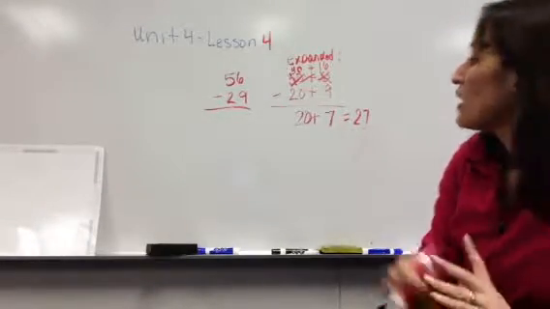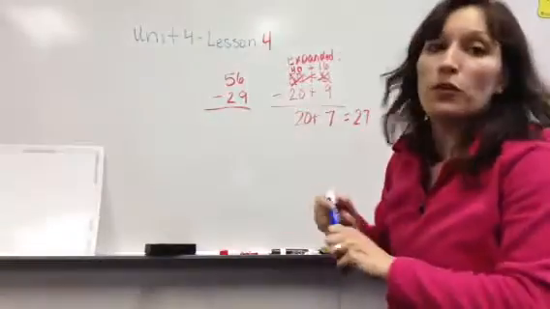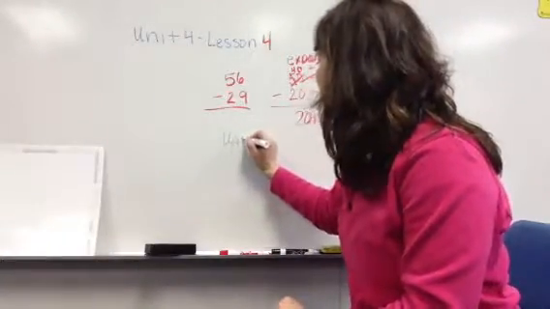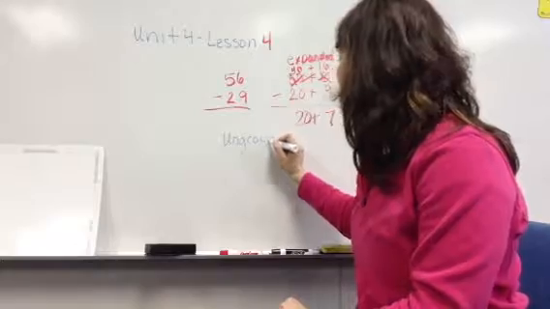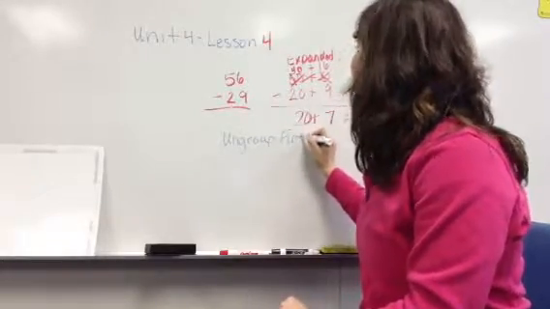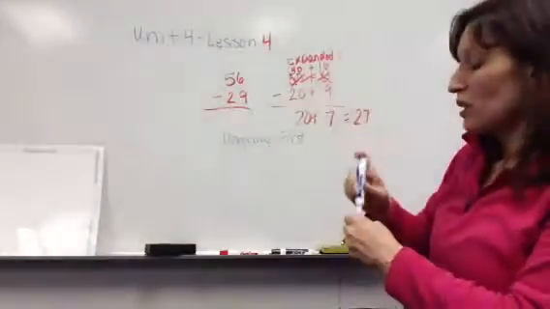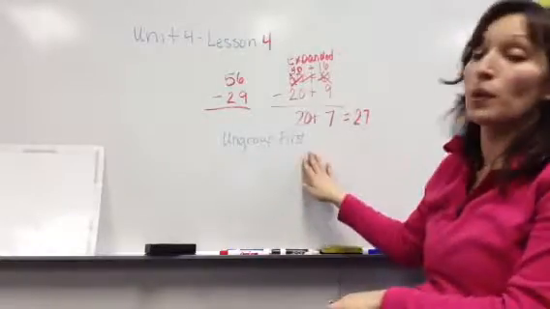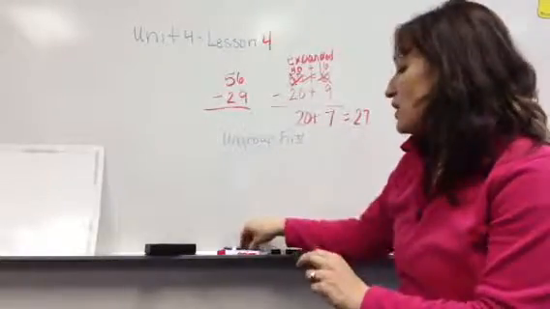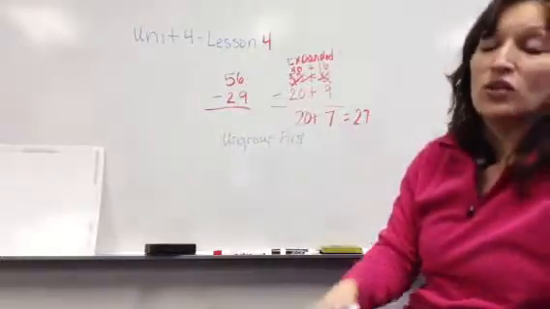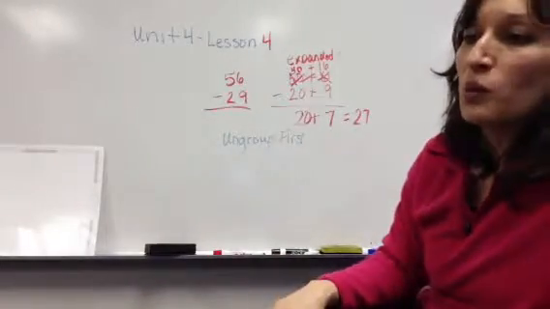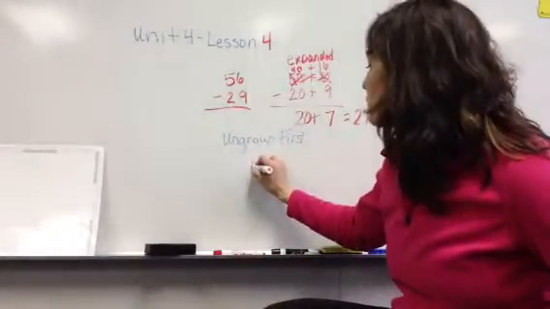Another way to do it is called the ungroup first method. This is just a different way of solving. If this way makes sense to you, the expanded way, that's fantastic. If ungrouping makes sense to you, that's fantastic. Either way, you can find your answer. You just need to use the one that works for your brain. So let's go back to the same problem.